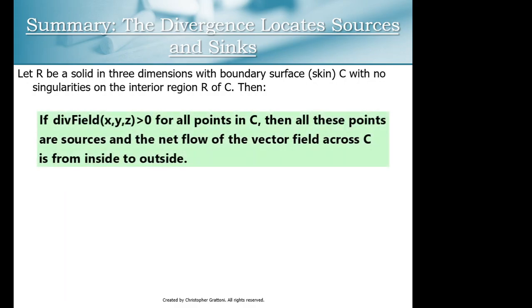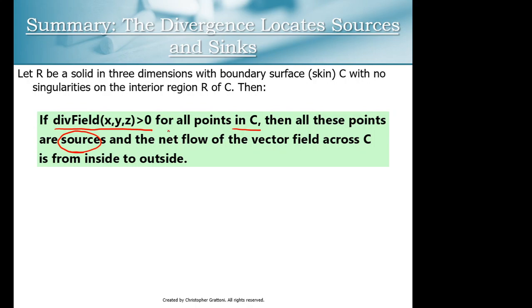This slide, you guys have seen this before as well. I actually literally went into my lecture notes from a couple chapters ago and found this slide, and I just updated it for three-dimensional space. So let's see what's going on here. If the divergence of the vector field is greater than 0 for all points inside of your surface, then we know all these points are sources, first of all. And so the net flow of the vector field across that surface is from inside to outside.